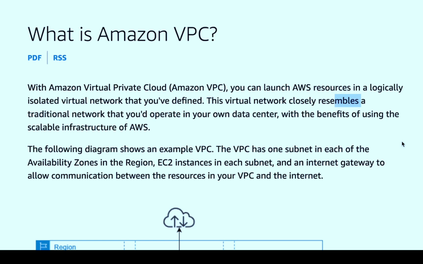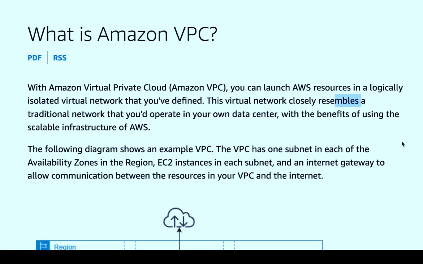Next, this virtual network closely resembles a traditional network that you are operating in your own data center. As I explained, it doesn't have to be a data center, it can be your own home. So, with the benefits of using the scalable infrastructure of AWS. Even the network you can scale, so you don't have to define a minimum and maximum capacity of the network that you are going to get from AWS. It's a scalable network cloud. It's a scalable private cloud actually.